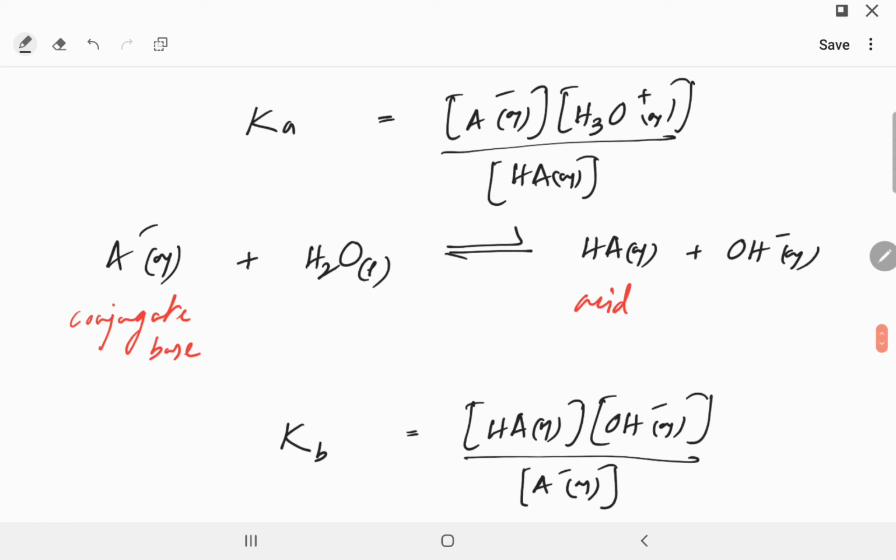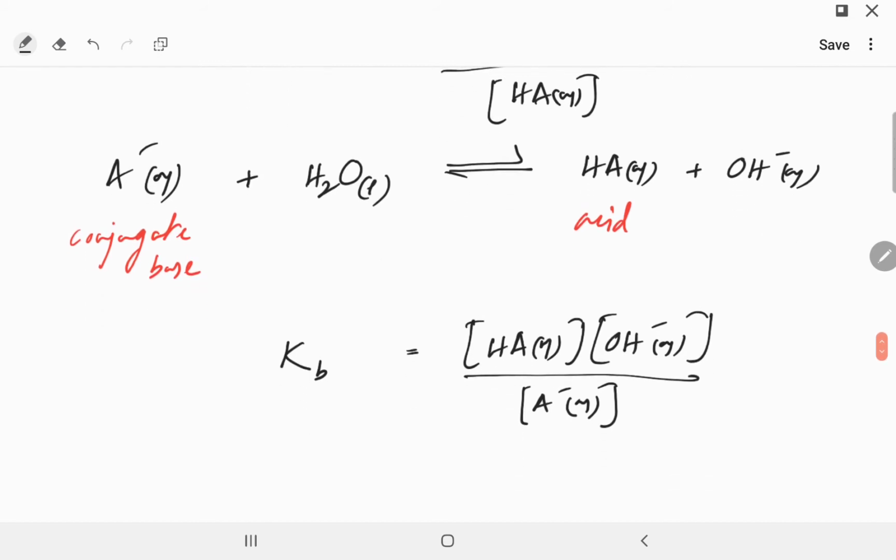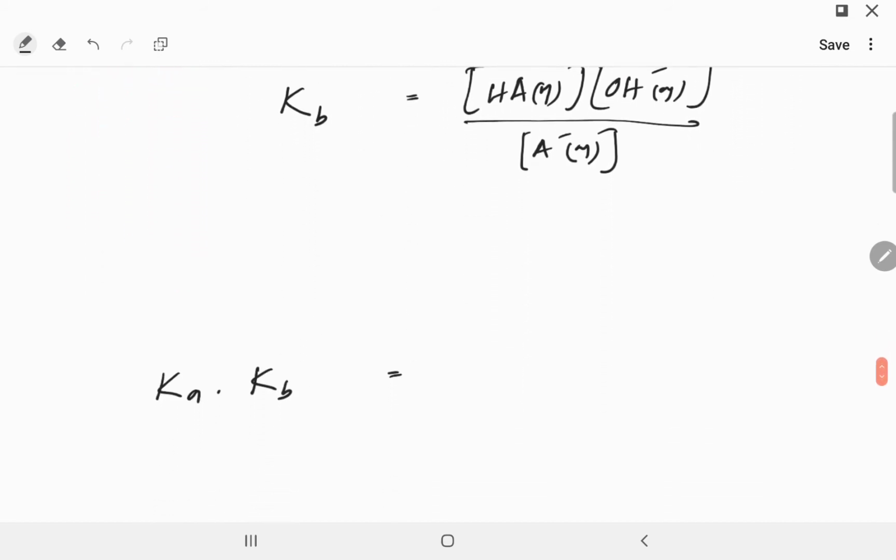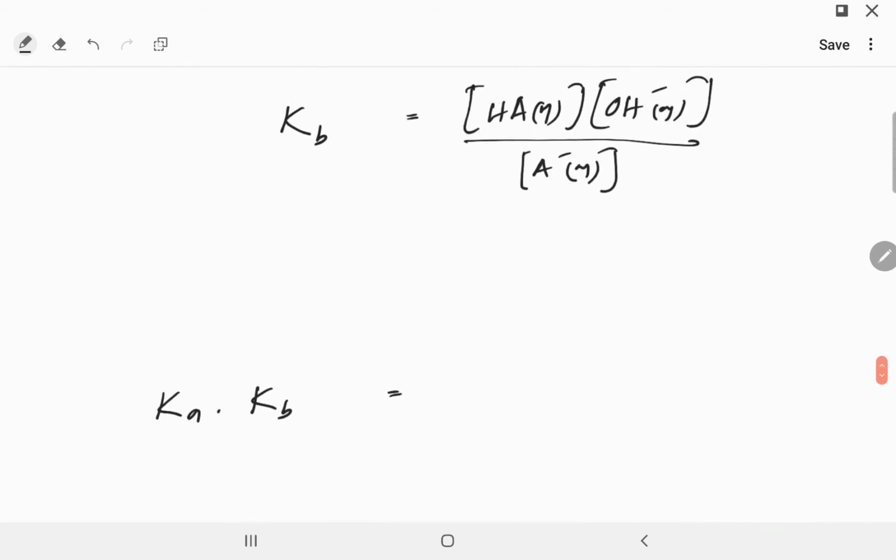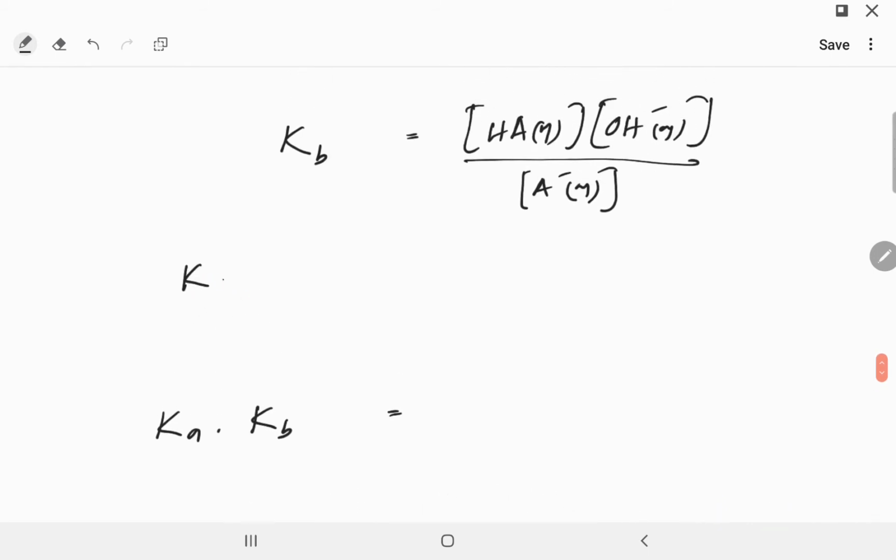All right, now we can multiply Ka and Kb. Let's try to multiply Ka and Kb.